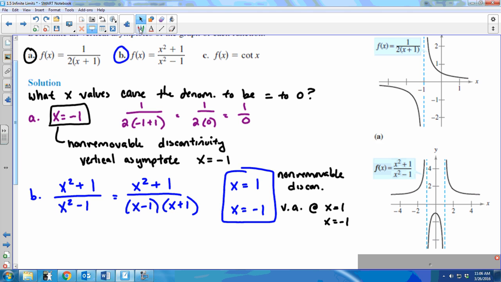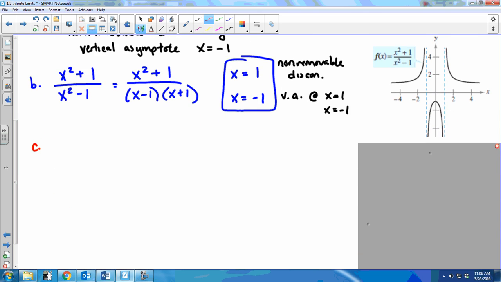All right, on C, we have cotangent x. Now, cotangent x is trigonometry. We did that at the beginning of the year. So cotangent can be rewritten as cosine over sine. So now I need to know what values cause sine of x to be 0. In other words, where is sine x 0?